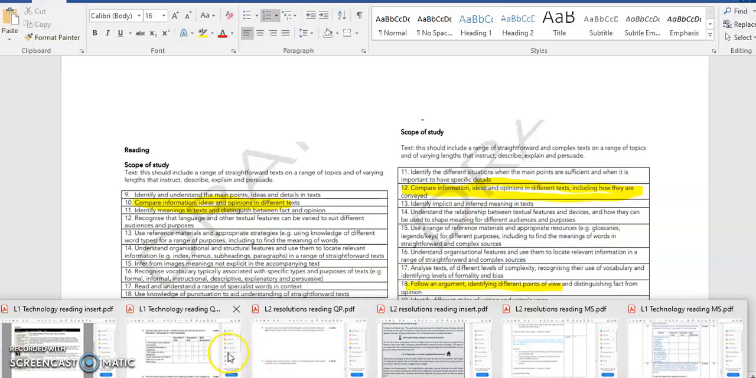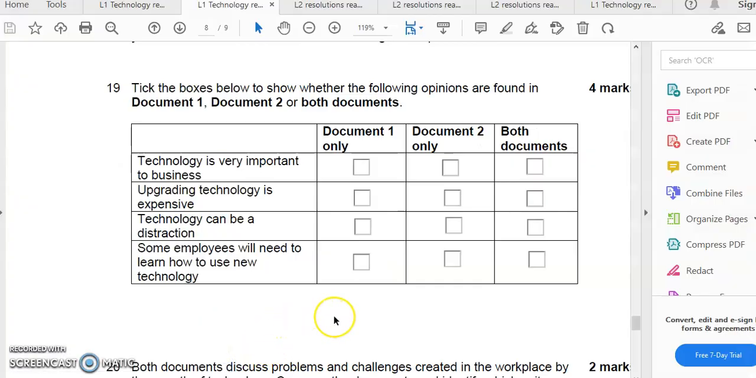So I'm going to call up this one here. This is the technology reading paper from the sample papers they give. And this is how they tend to test with level 1. So you can see here you've got a table, and down the left here you've got these statements or opinions, and you need to decide whether they're existing in document 1, document 2, or in both documents.